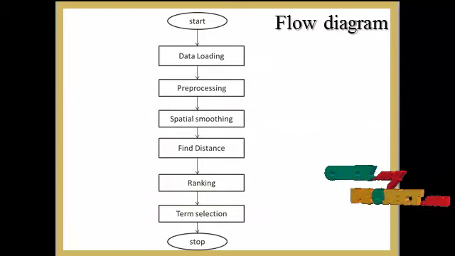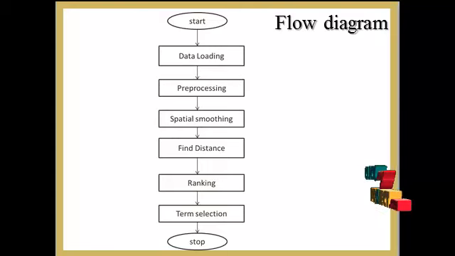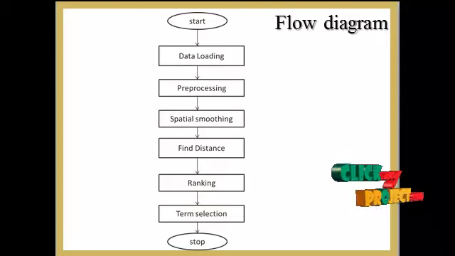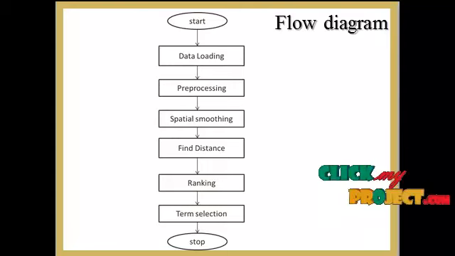This flow diagram starts with data loading and pre-processing. In this module, a data filtering step is carried out. We convert the raw data into an understandable format. In the spatial smoothing step, we group the similar spatial objects.